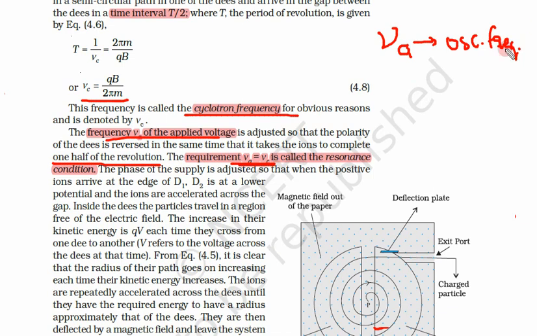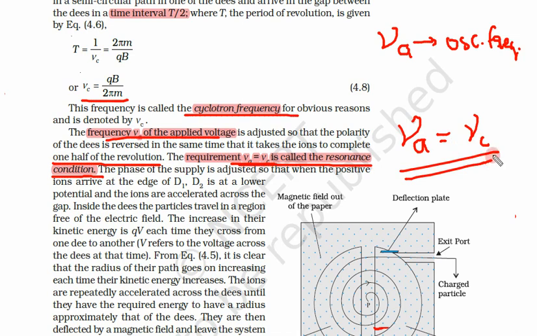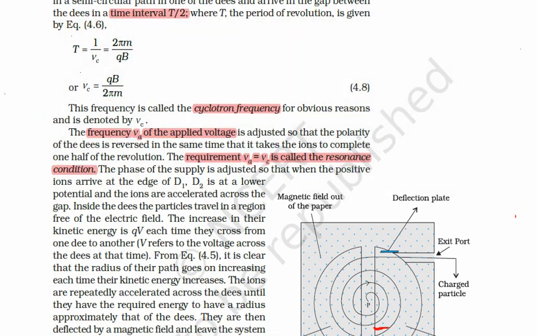So the frequency of the oscillator and the cyclotron frequency are the same, and this is called the resonance condition. What is the resonance condition? The resonance condition is when the applied voltage frequency, or frequency of the oscillator, is equal to the cyclotron frequency. So these are some of the basics of the cyclotron.